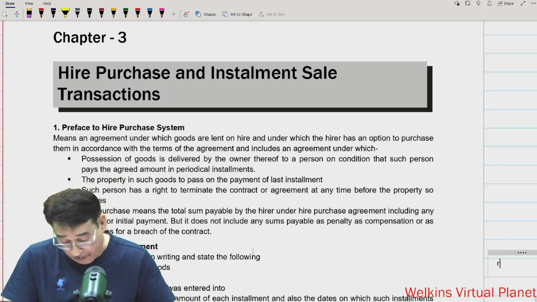What exactly do we mean by hire purchase transactions, as we normally call this chapter?